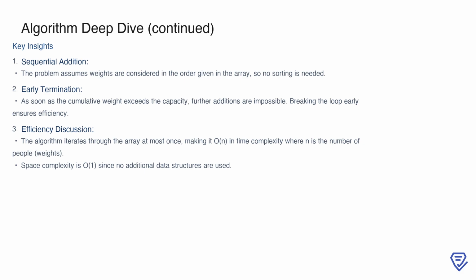we avoid unnecessary calculations. From a performance standpoint, the algorithm processes each weight exactly once, making its time complexity O(n), where n is the number of elements in the array. Additionally, its space complexity is O(1), as it operates using only two scalar variables, current weight and count, without requiring any additional data structures.